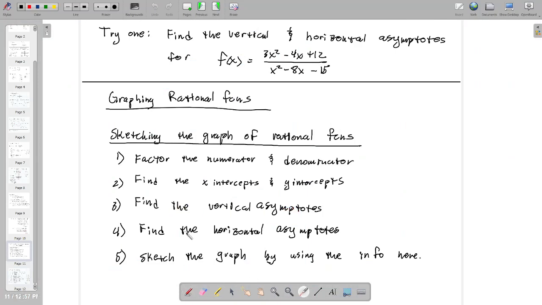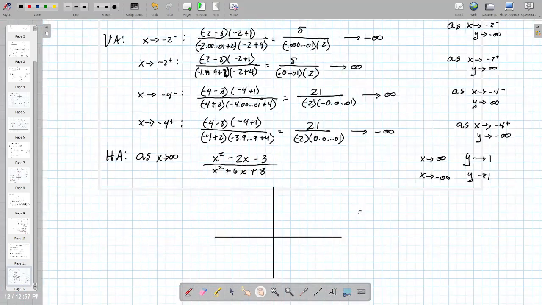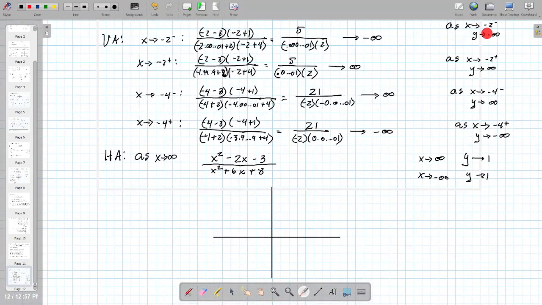So we found the vertical asymptotes, we found the horizontal asymptotes, we found the x and y intercepts. It's time to graph. So we found a vertical asymptote at -2. We have a vertical asymptote of x equals -2, and we have a vertical asymptote of x equals -4. And we have a horizontal asymptote of y equals 1. So I'm going to do my horizontal asymptote in blue, and my vertical asymptotes in red.